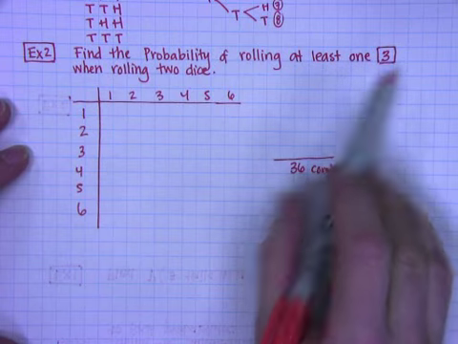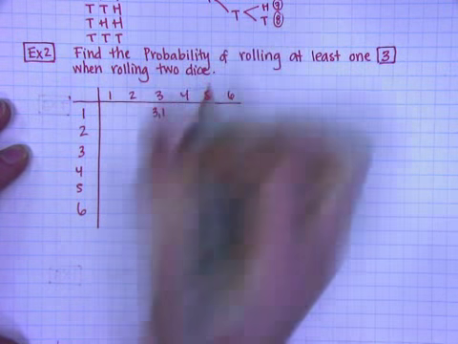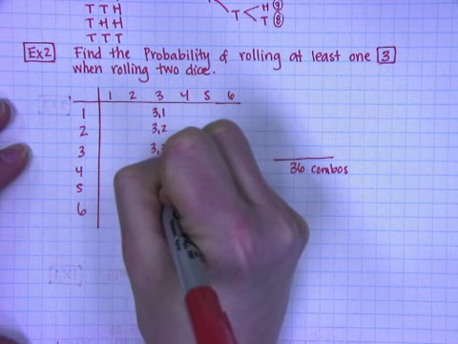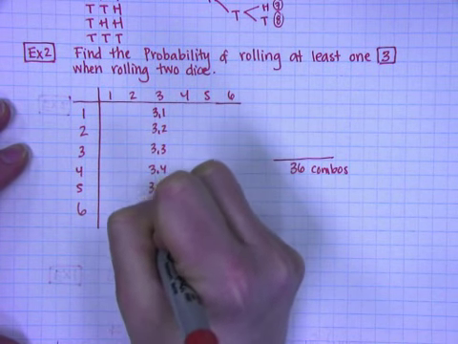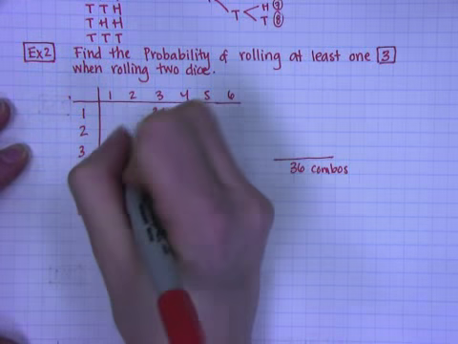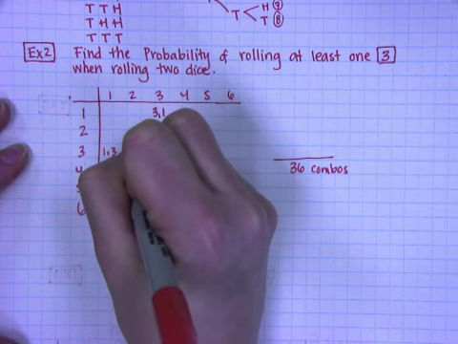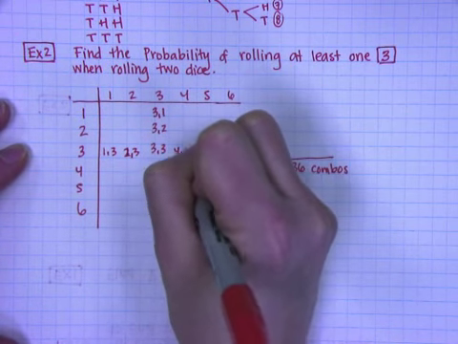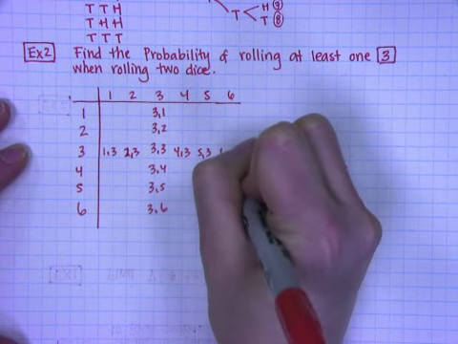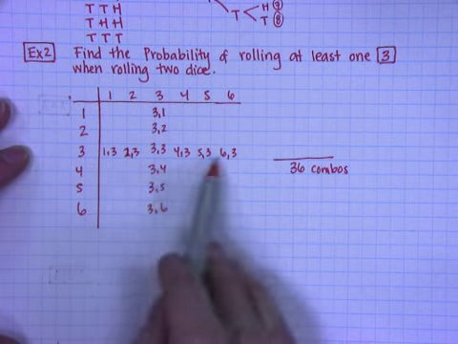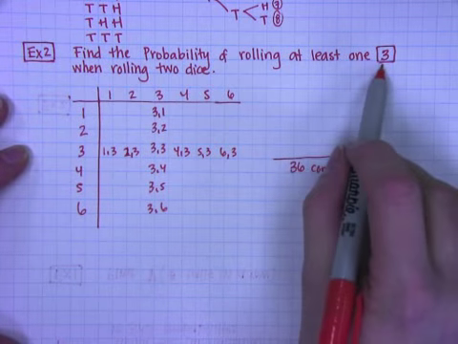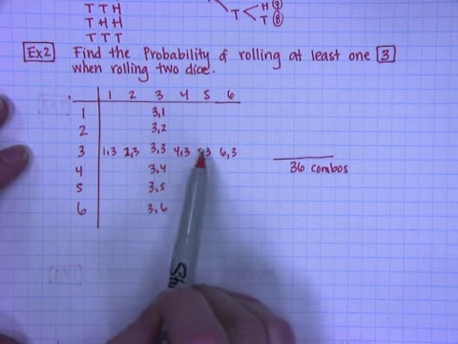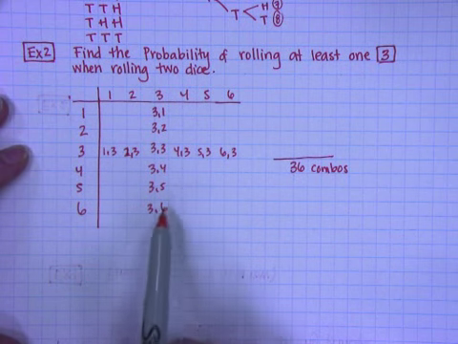And for at least one of them to be a 3, well, I could have a 3 and a 1, or a 3 and a 2, a 3 and a 3, a 3 and a 4, a 3 and a 5, a 3 and a 6. Or I could roll a 1 and a 3, a 2 and a 3, a 3 and a 3, a 4 and a 3, a 5 and a 3, and a 6 and a 3. So these are all the rolls that have at least one 3 in them. One of the dice was rolled a 3. So I've got 1, 2, 3, 4, 5, 6, 7, 8, 9, 10, 11.